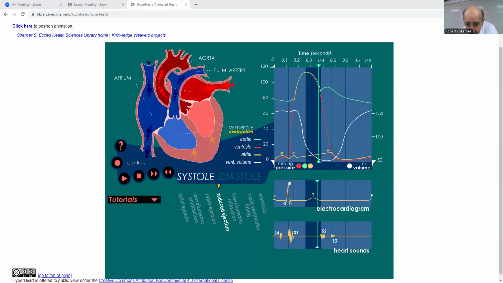Once the nerve impulses are delivered by the last portion of this conduction pathway, called the Purkinje fibers, the ventricles will contract, the tricuspid and bicuspid valves will close, and blood will be pumped out from the left ventricle into the aorta and from the right ventricle into the pulmonary trunk, the pulmonary artery.